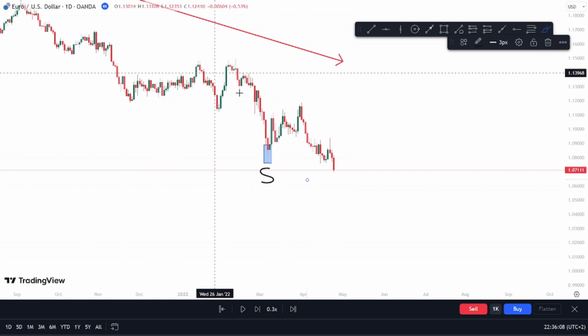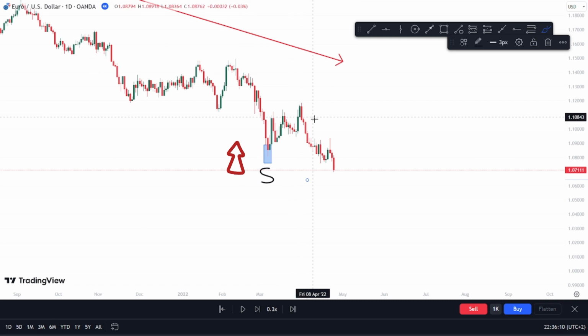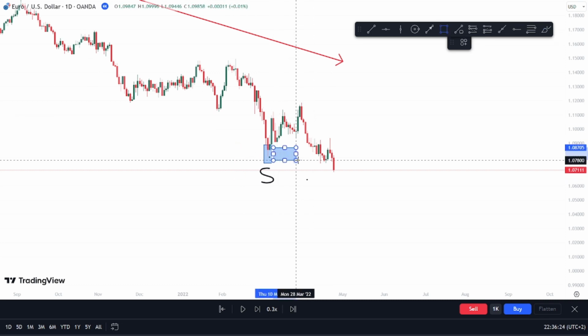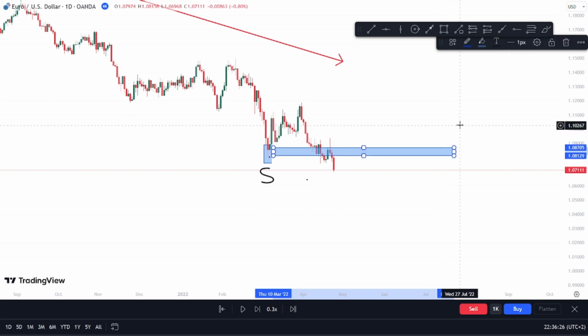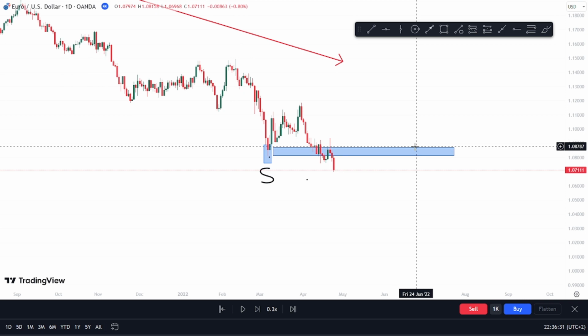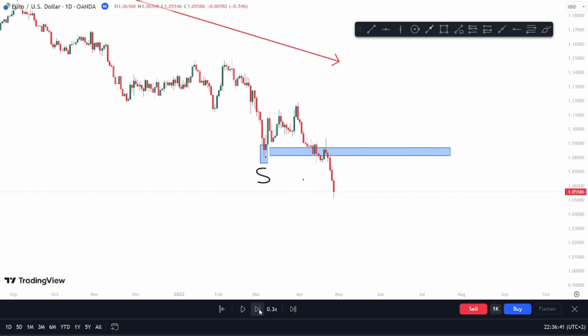You can clearly see that the market actually came to this level and it started pushing all the way to the upside. And what we want to do right here is to drag our support level like this and wait for the market to push all the way to the downside, come back to our level and see how it reacts to this level.